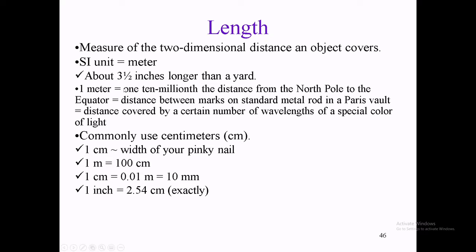A meter's kind of long, so we commonly use centimeters a lot of the time, where, for instance, we would be using inches in our system. 1 centimeter is approximately the width of your pinky nail. 1 meter is 100 centimeters. Therefore, 1 centimeter is 1/100th of a meter. There are 10 millimeters in a centimeter. So if you're going to make a really precise measurement, millimeters work really well.